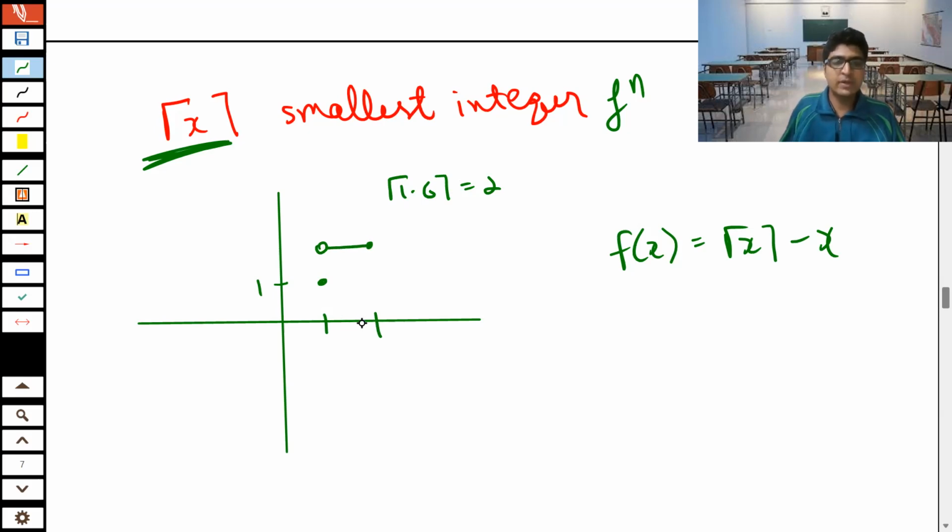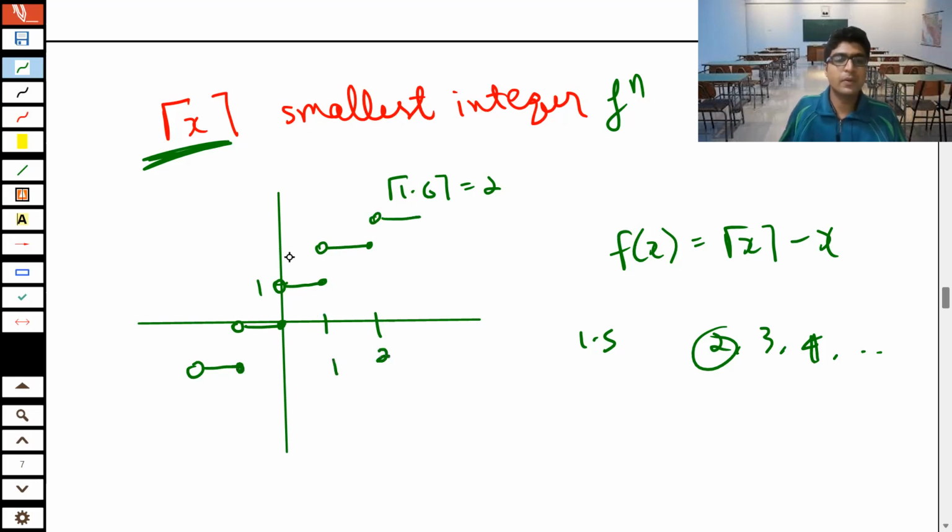Okay. For all the numbers between 1 and 2, the smallest integer greater than or equal to x is 2. For a number like 1.5, all the integers greater than or equal to 1.5 are 2, 3, 4, and so on. What is the smallest of them? Well, that's 2. So we get 2 here. Okay. So now we can repeat this pattern. At 0 it will be 0. So it looks like this. At 2 it is 2, and then for all the numbers between 2 and 3, it goes to 3. So this is how the smallest integer function looks.